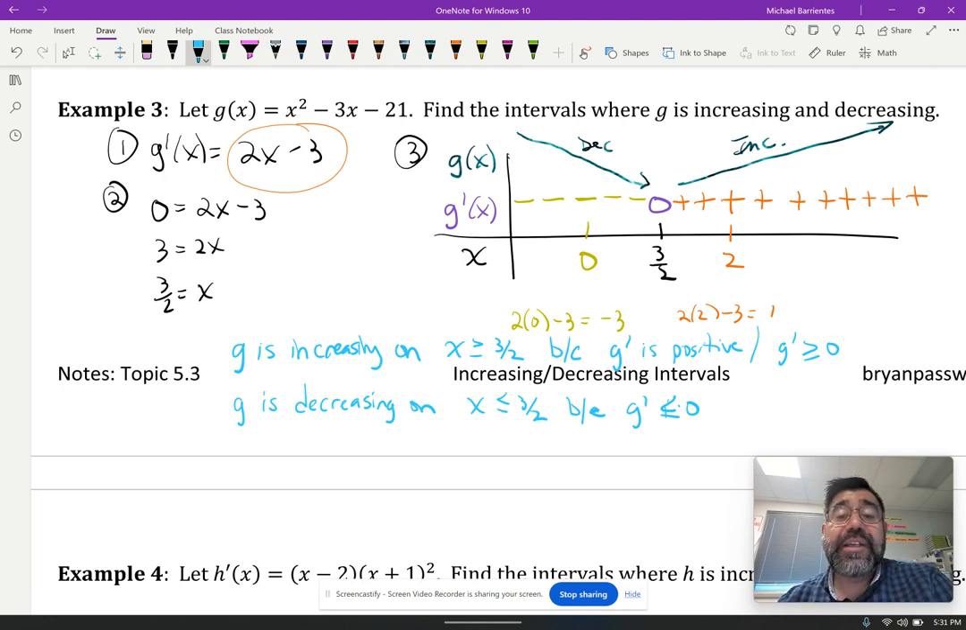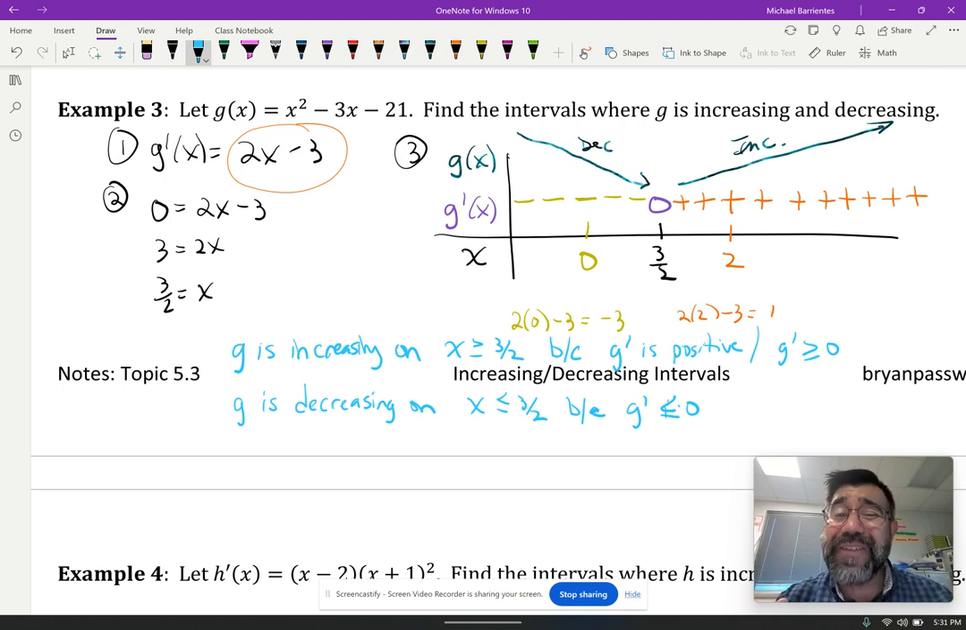The next section says, can you find out where the graph has relative minimums, like little valleys, and relative maximums, little hills? Well, just by looking at the sign chart, we can tell there's going to be a relative minimum at x equals 3 halves because the graph is going down and then it's going up. So it must have had a minimum point at x equals 3 halves.